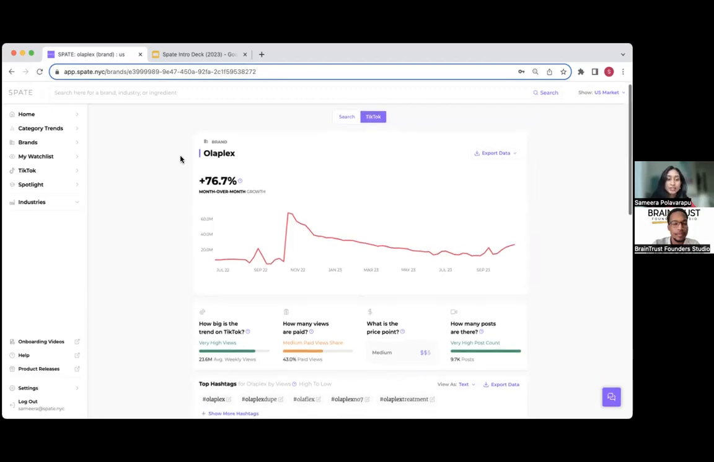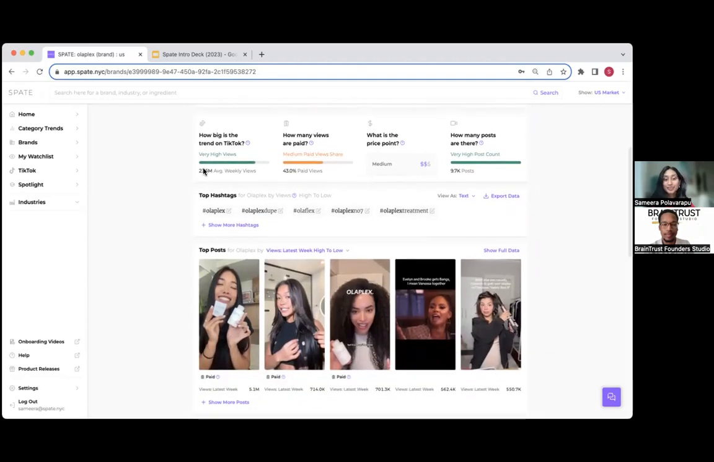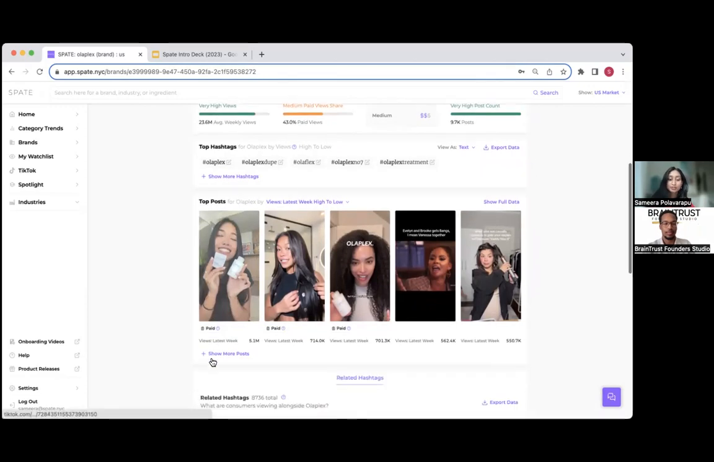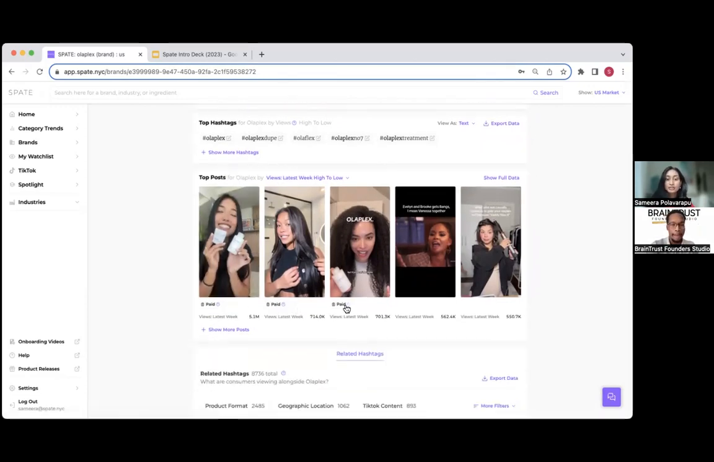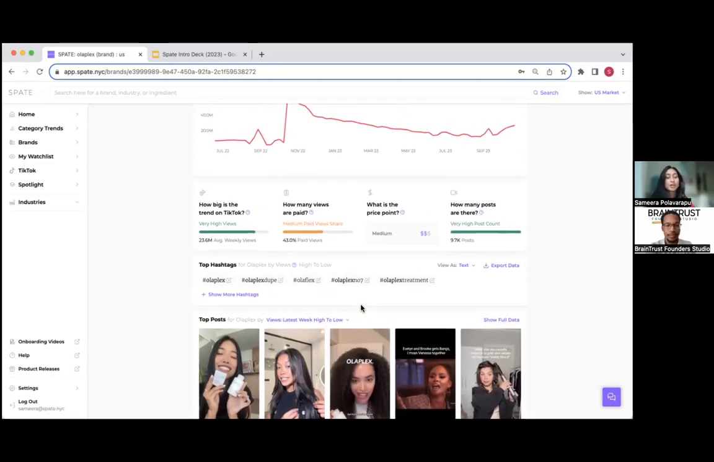And here we have TikTok, for example, just so you can see how a standard TikTok page looks. You're going to have the time series. We don't make predictions on TikTok, mainly because it's just a little volatile. It tends to go up and down every single week. And we show you how big the trend is on TikTok in terms of how high the views are, how many of those views are actually paid, and we'll mark if they're paid, which you can see right here. And that gives you a little bit of insight into whether this brand is popular because of organic content or paid media.